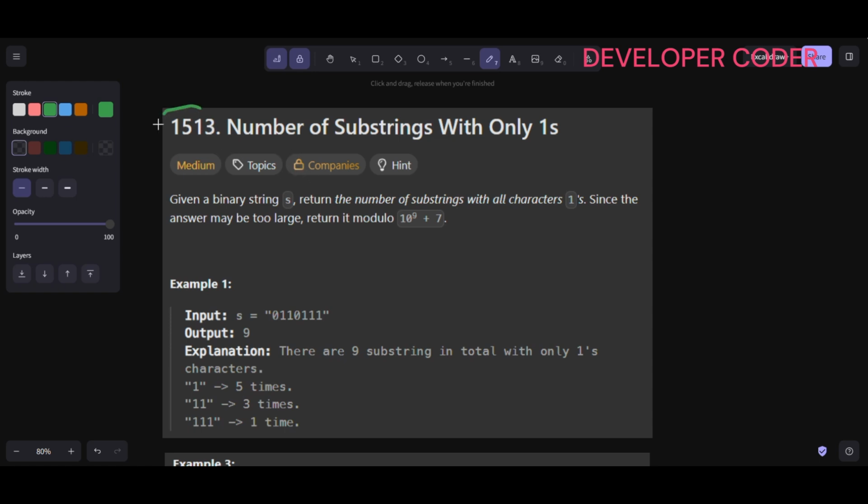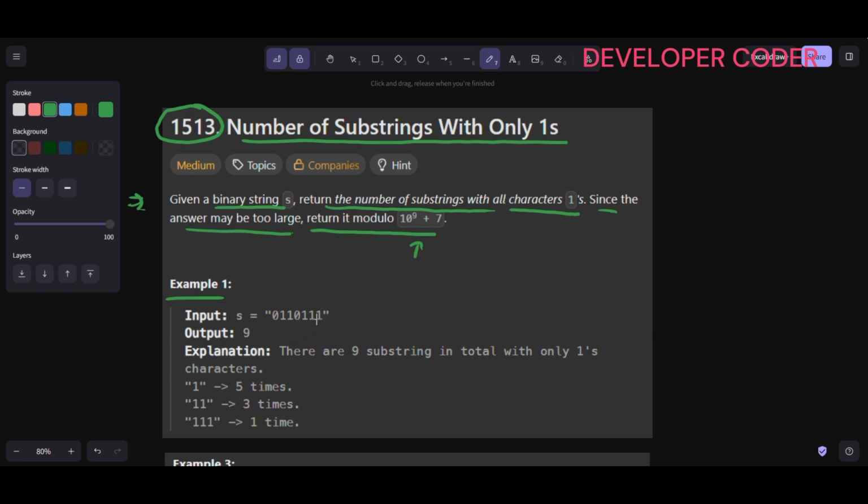Problem number 1513, Number of Substrings With Only Ones. In this problem you are given a binary string S. We have to return the number of substrings with all characters ones. Since the answer may be too large, we have to return it modulo 10 to the power 9 plus 7, right? So here if you see example number 1, this is your string.